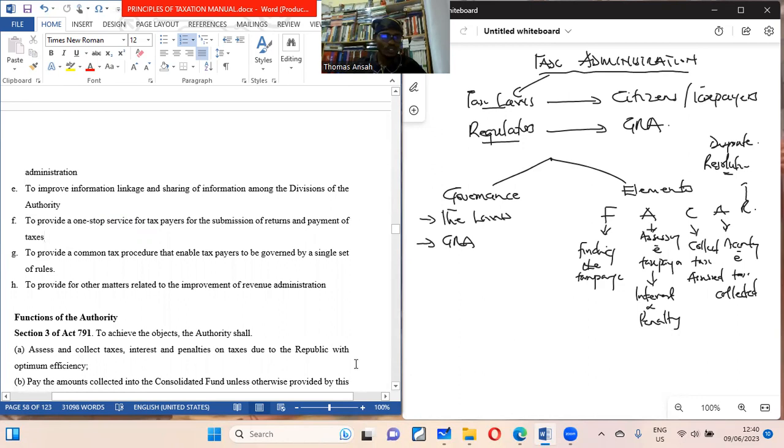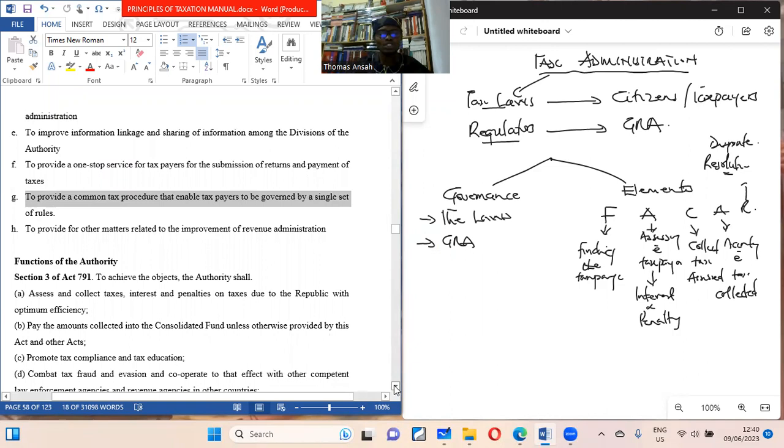Then this one talks about providing a common procedure to enable taxpayers to be governed by a single set of rules. So not separate VAT rules and these other rules and all those things, but now we are gearing towards that. And of course, to provide for matters that are related to the improvement of revenue administration. So these are the objectives.